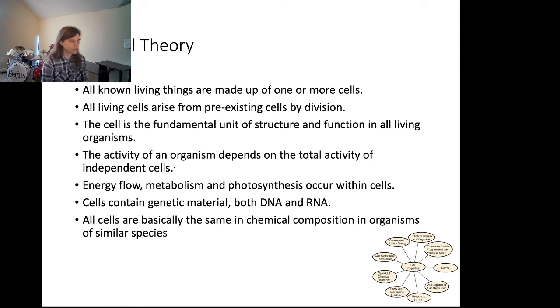So the first 3 right there are the only ones that they were aware of, the only things that they could come up with. They weren't aware of DNA and RNA and metabolism and stuff like that, so the other 4 were added later. So energy flow, metabolism, photosynthesis, the production of ATP only occurs within cells. Cells are the only thing that can use and make ATP.